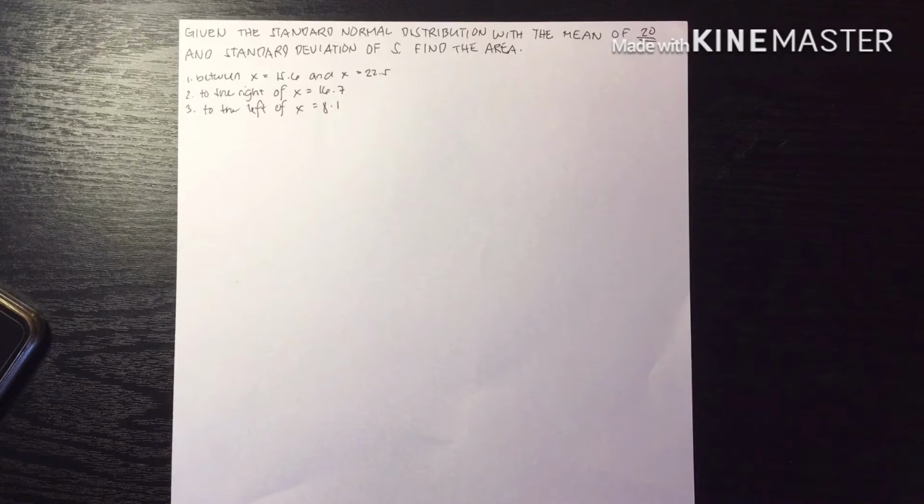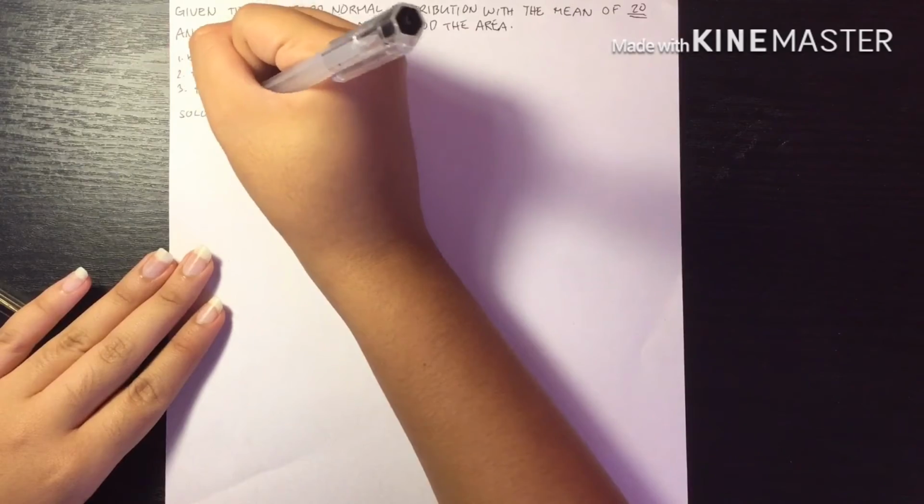Now, what if we needed to find the area, but the z-score is not given? Don't worry, the mean and standard deviation can help solve that. Here's a problem. Given the standard normal distribution with the mean of 20 and the standard deviation of 5, find the area of the following. Number 1, between x1 equals 15.6 and x2 equals 22.5. Number 2, to the right of x equals 16.7. Number 3, to the left of x equals 8.1.